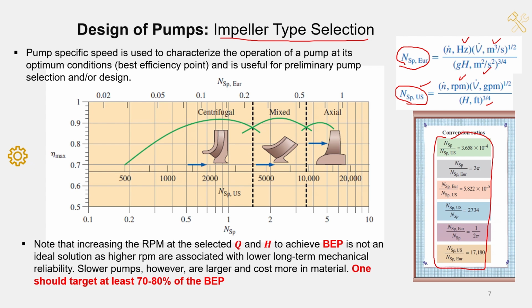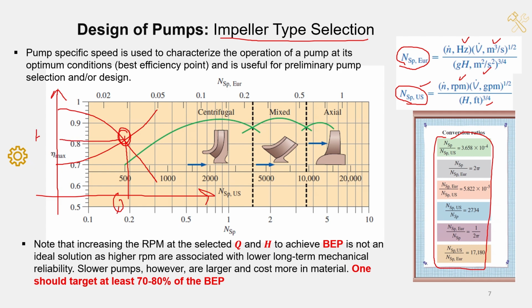Sometimes, say that you have a curve like this, and you knew your best efficiency point, and I have explained what best efficiency point means, but let's assume that this is your best efficiency point. Some people might say, okay, because this is constant flow rate and this is head, at the same flow rate and head, let us increase the RPM.